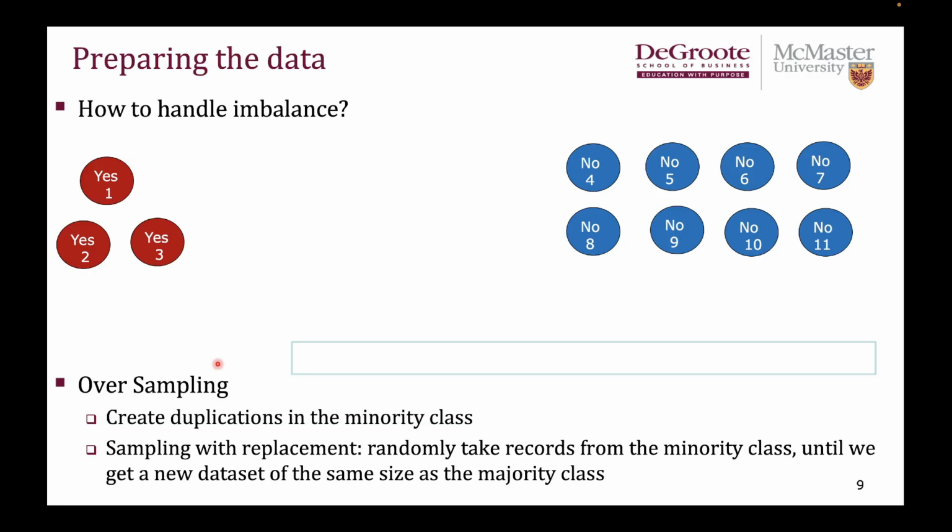How do we do oversampling? How do we create a balanced data set to get 8 outcomes out of 3 yeses? Any suggestions?